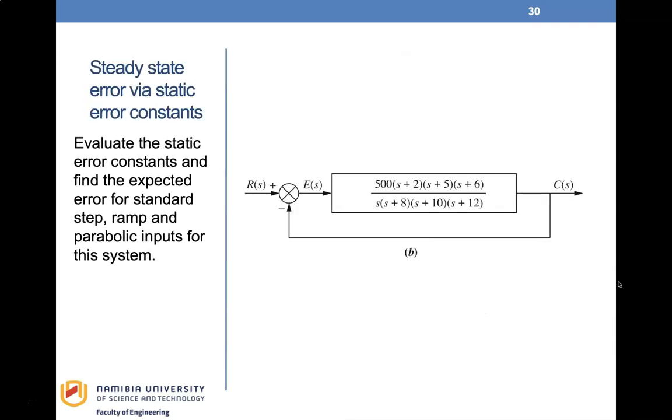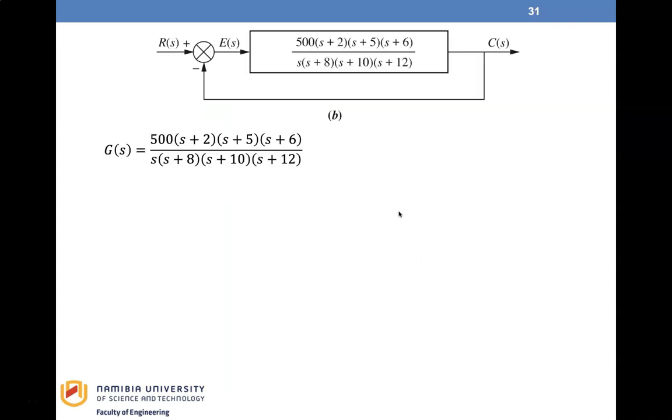In this example, we are to also evaluate the static error constants and find the expected error for standard step, ramp, and parabolic inputs for this system. It has been confirmed that the system is stable, therefore we will skip that here. Also notice that we have at least one pure integrator in the feed-forward path. This immediately tells me that I will have 0 steady-state error for the step input, but let us show how. Next, you compute the static constants.